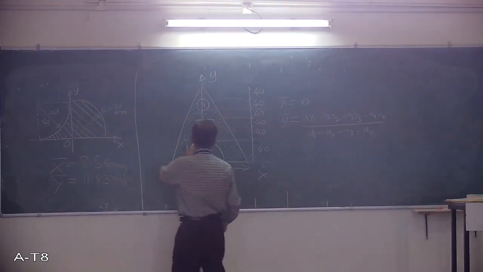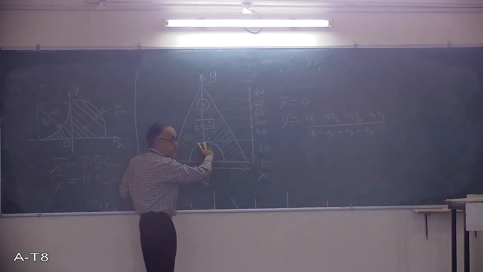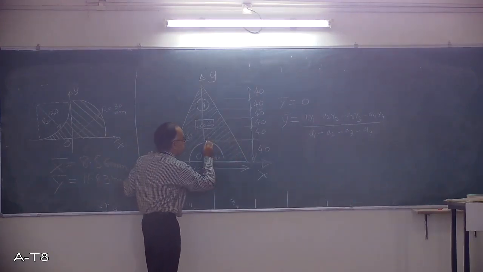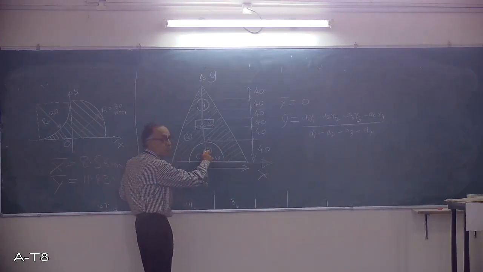For the semicircle, look here, this height is given as 40. That means the radius is 40. So r is equal to 40, and A2 you can calculate, that is pi r square by 2. Then this is the origin point. You have to find y1, which is 4r upon 3 pi. Then the origin point is very, very important.